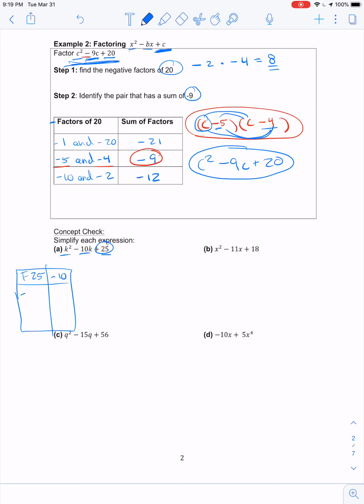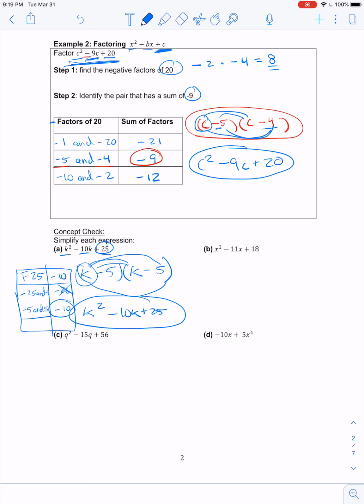So we have negative 25 and negative 1, and then we have negative 5 and negative 5. Those are really the only options, right? So we get negative 26, so we know that's not going to be it. Negative 10. There is what we want, negative 5 and negative 5. So what we're going to have here is k minus 5, k minus 5. What does that get us when we FOIL it back out? First, outer, inner, and then last, k squared minus 10k plus 25. Final answer, so we know that that is correct.